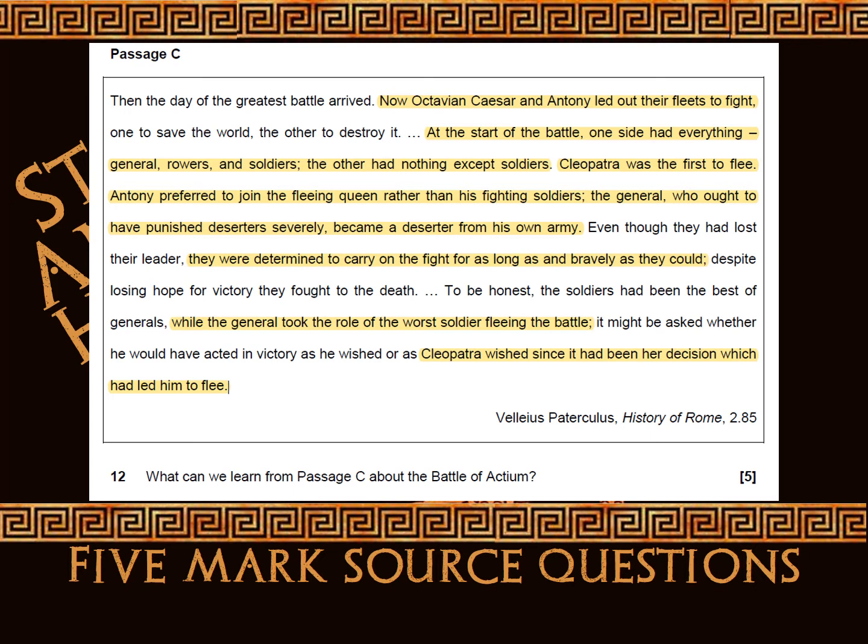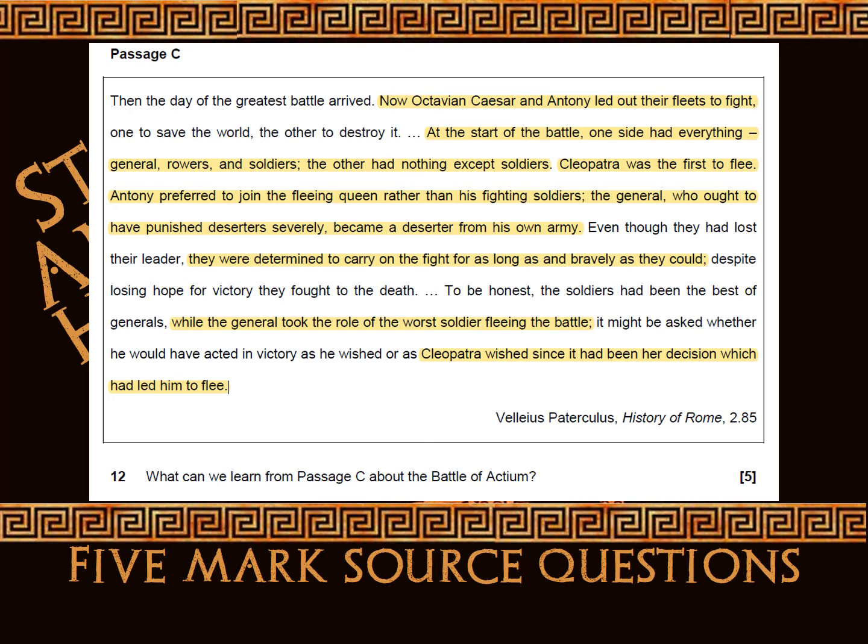But again, start with the work on the start, the middle, and the ending. So I've picked out here that in terms of what can we learn about the Battle of Actium, well, we can see it's now between Octavian and Antony, and most importantly, they're fighting with fleets. So this is a naval battle. That's the first obvious point you'd want to make.